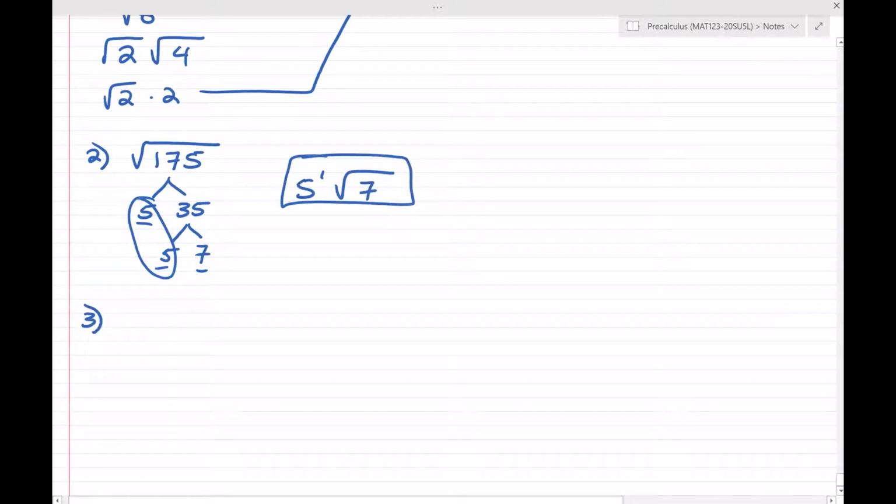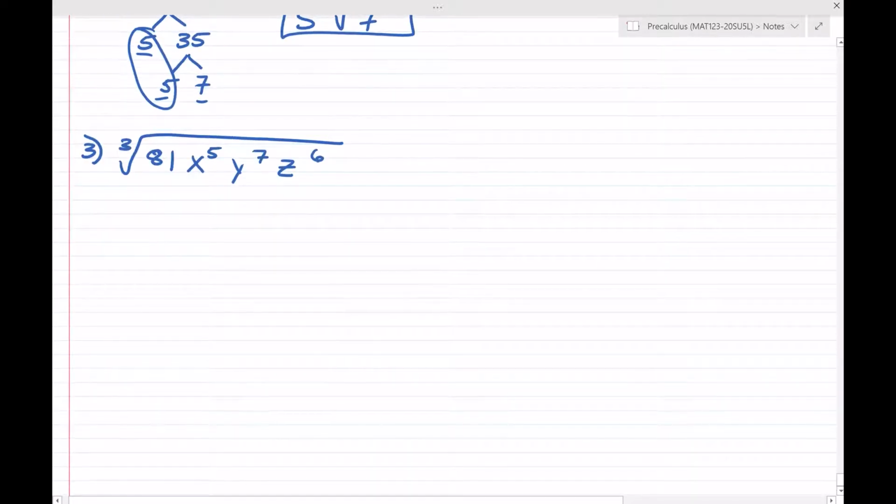And then our last problem, let's get a little creative with this one. Let's say the third root of 81, x to the 5th, y to the 7th, z to the 6th. This is really 4 different problems.